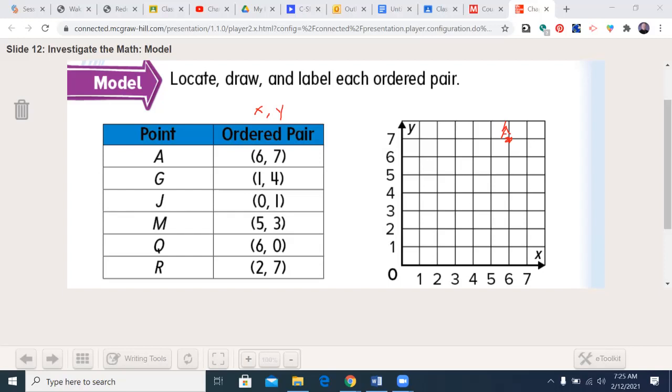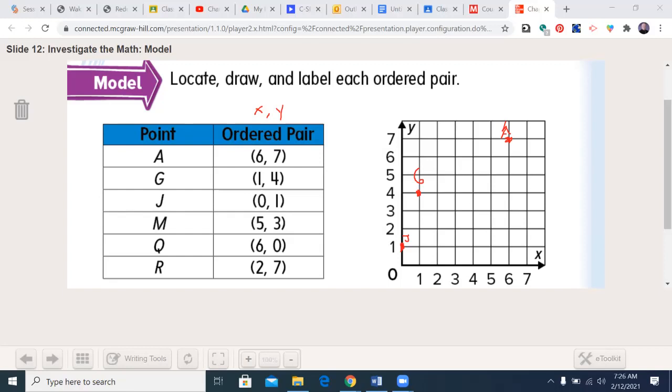G, 1 over, 4 up. So I go over 1, up 4. There's my G. J, 0 over, 1 up. So what do we do here? It stays on the origin. That tells me it's going to stay right on the axis, and it's going to be up 1 spot. So it's actually going to be right there. 0 over, 1 up. If it was 1 over and 0 up, it'd be right here.